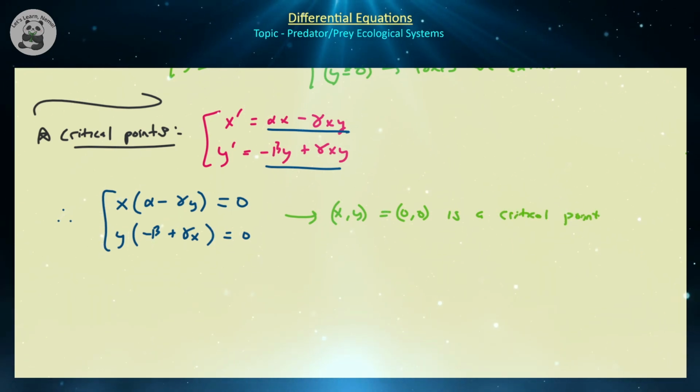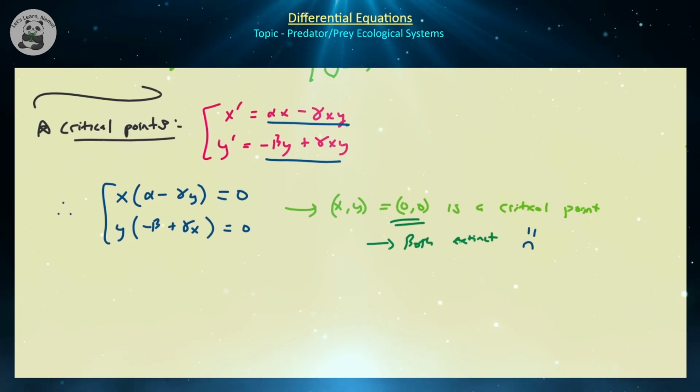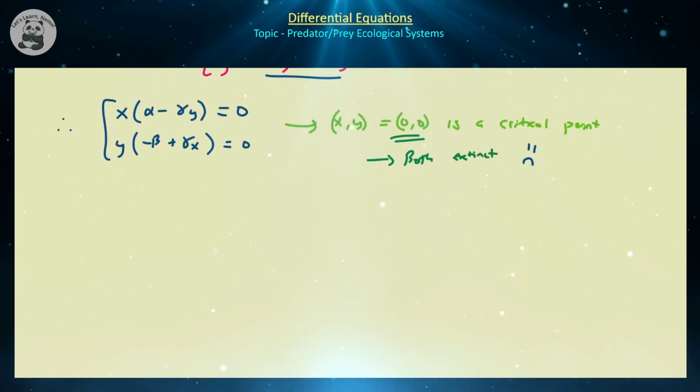So it's clearly easy to see that (x, y) equals (0, 0) is a critical point, right? But this is not a very happy critical point, because when x and y are both equal to 0, that would imply that both species are extinct, right? So that's quite sad. So that's definitely not the critical point that we want to analyze here, but it definitely can exist, theoretically. So where are the other critical points?